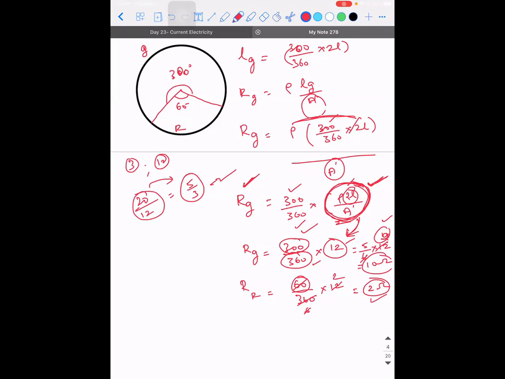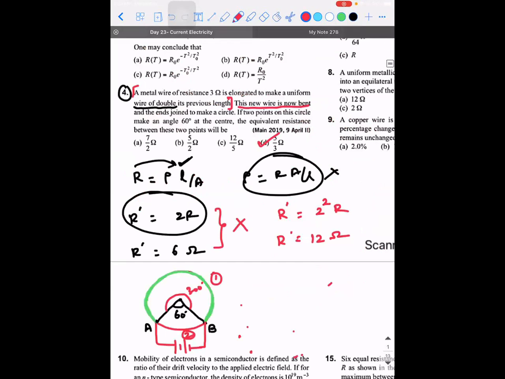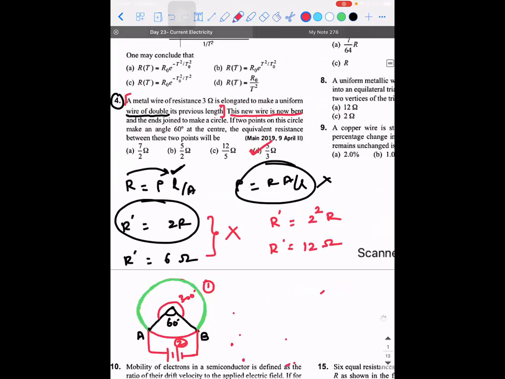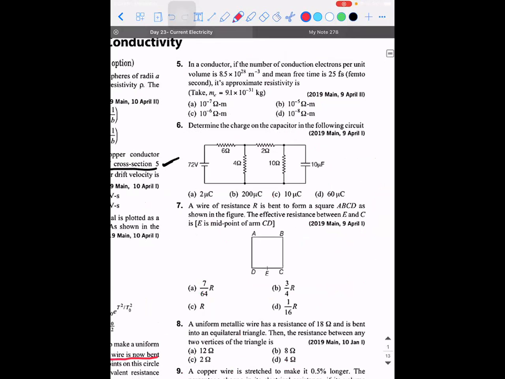Got it? So that is the answer, 5 by 3. Okay. So let's go a little faster.